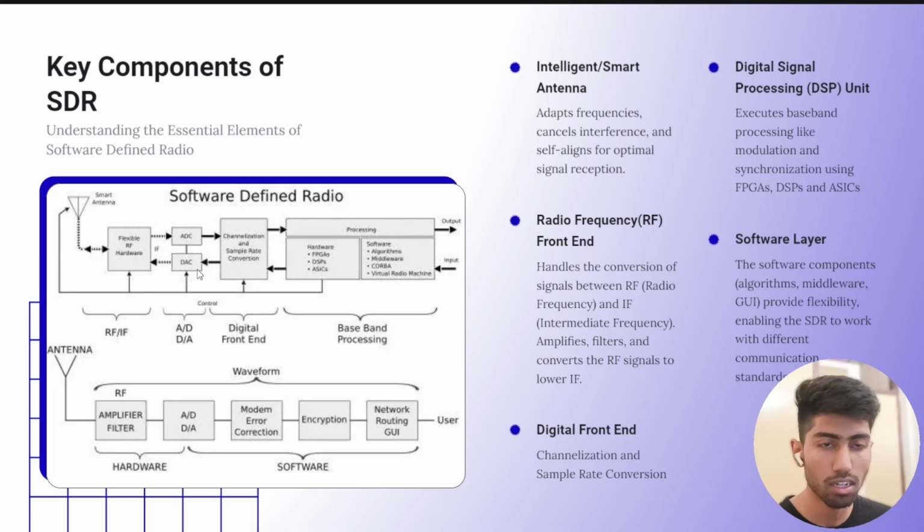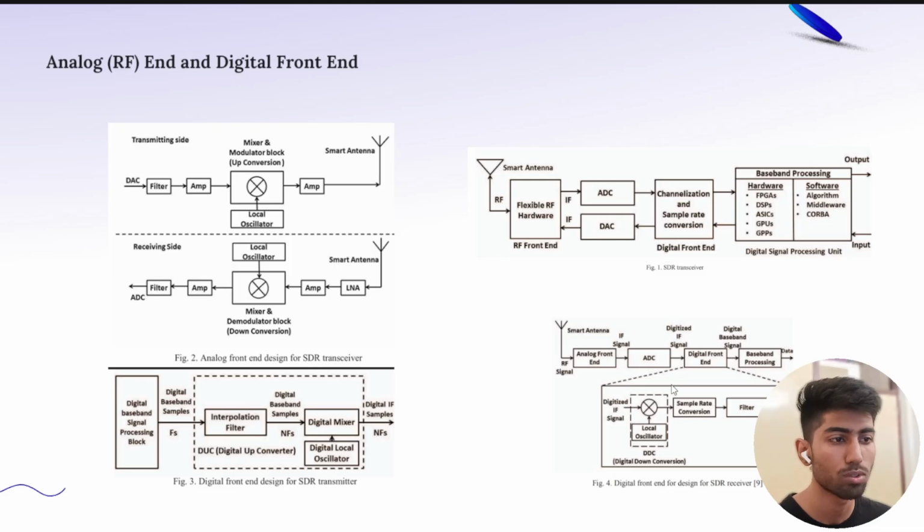For transmitting, we use a digital to analog converter, and for receiving, we use an analog to digital converter for processing the signal. And this is the complete diagram for the SDR transceiver for the transmission and receiving ends. For the transmission end, you can see we take the input for transmission. This is the transmission end, and then there is a receiving end.